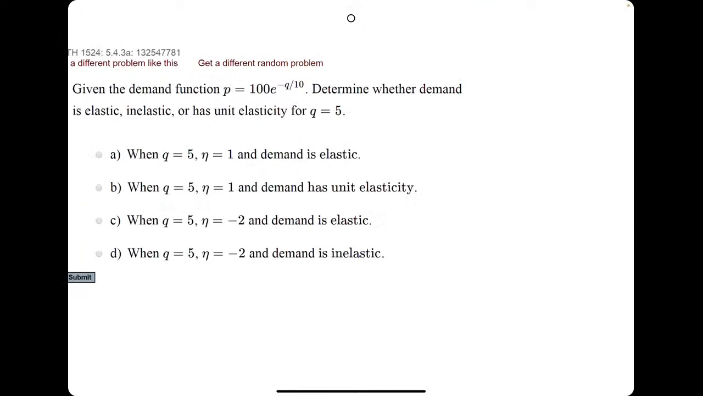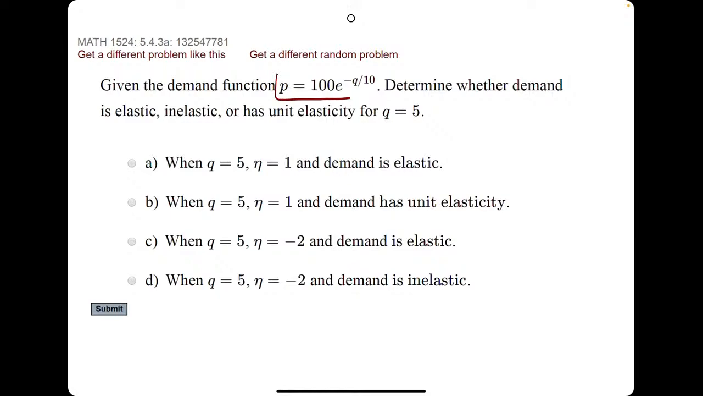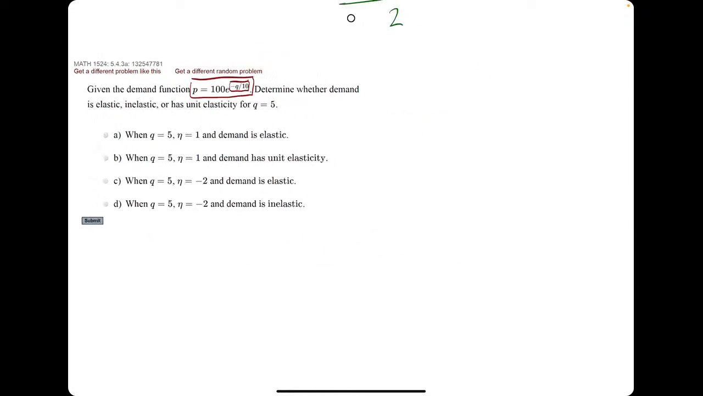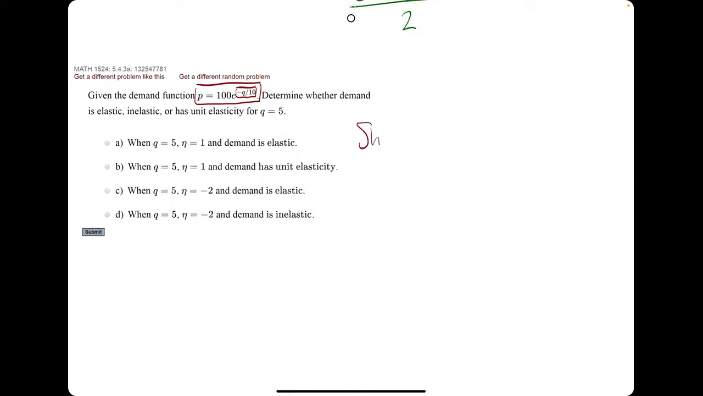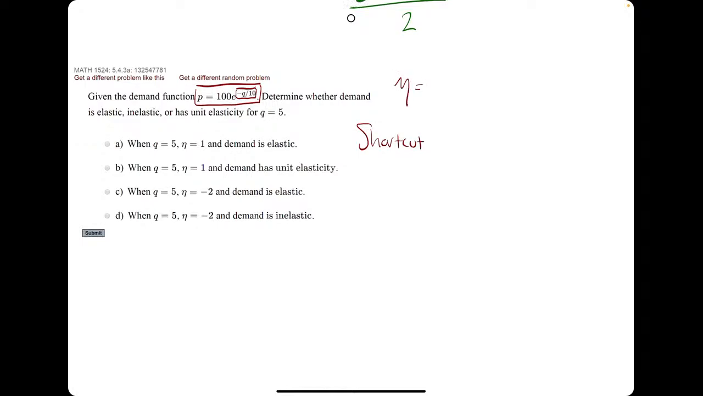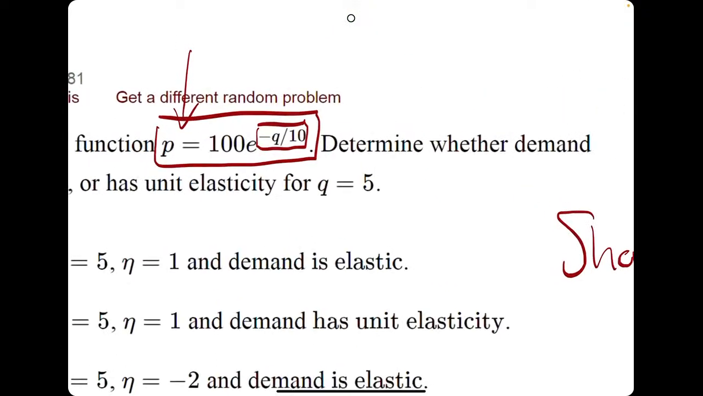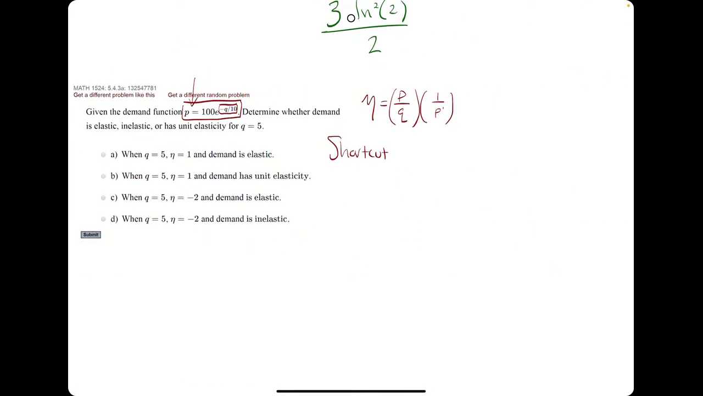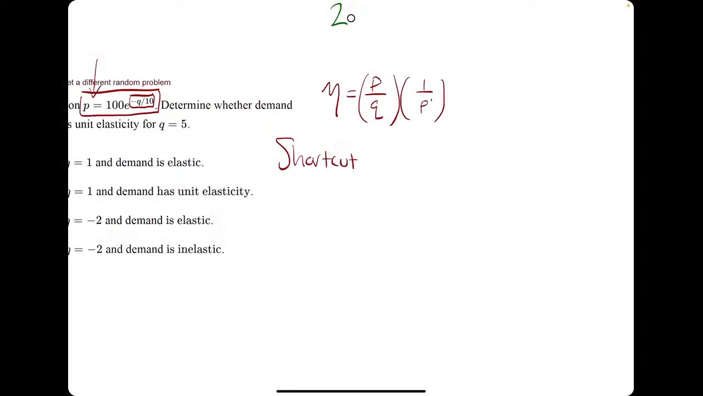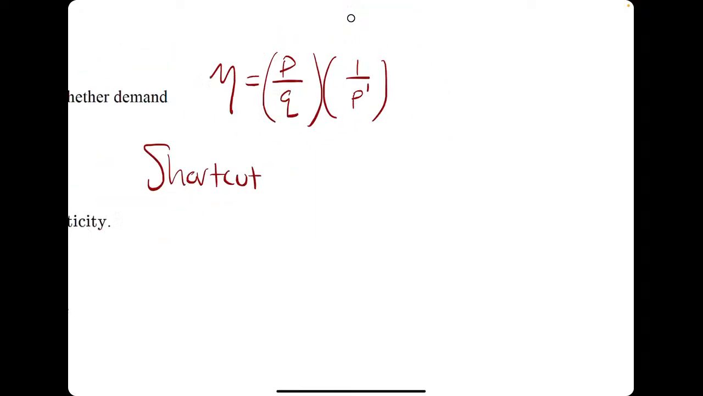So when we see this one, where we have P equals, and we have this negative Q over some number format, this one has a shortcut. Doing it the long way, you would use this formula: elasticity equals P over Q times 1 over P prime. And the reason is because we're given a function that is P equals, so we're able to find its derivative, P prime, and then use it in the mix.